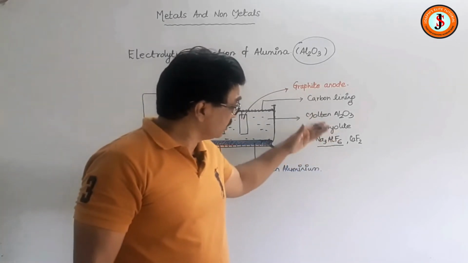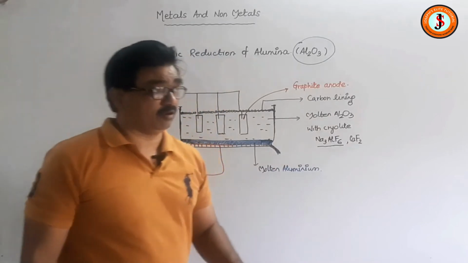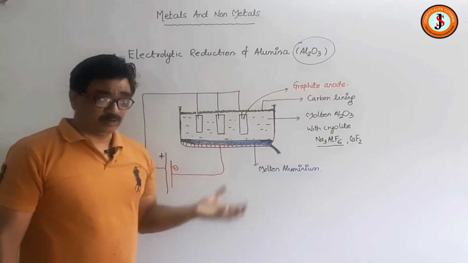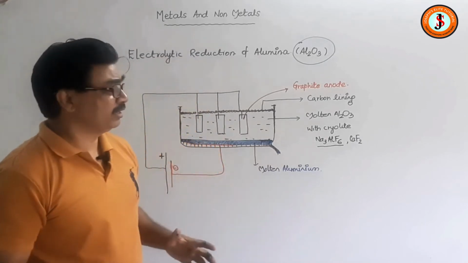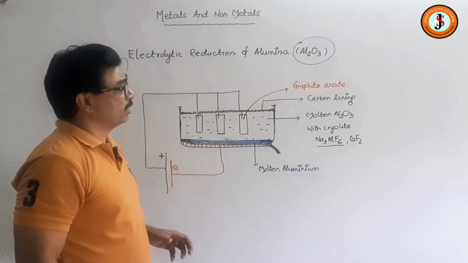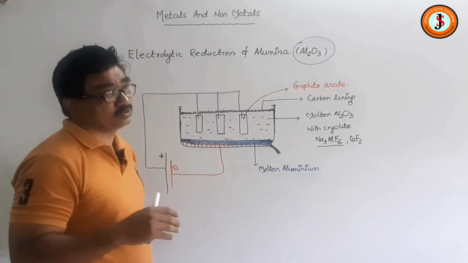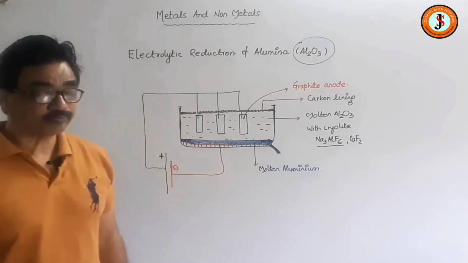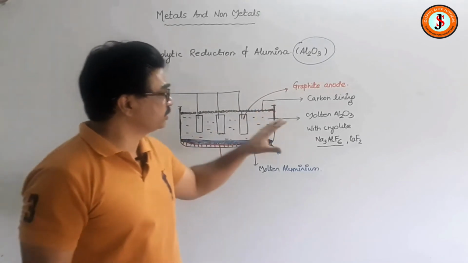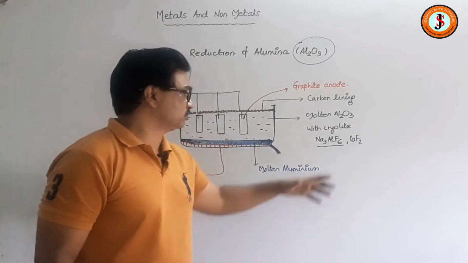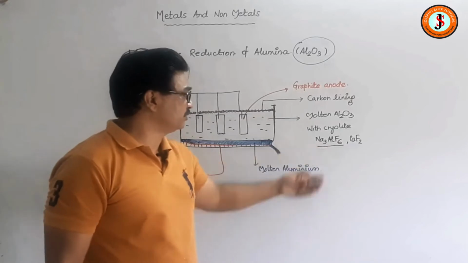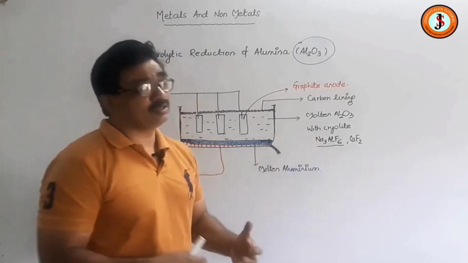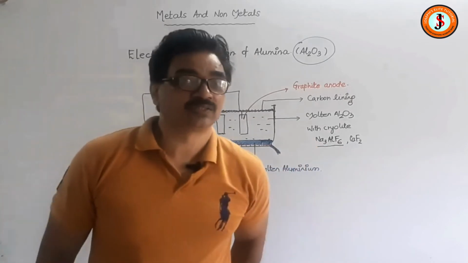CaF2 will further reduce the melting point of the mixture, and cryolite also has a low melting point. So combining the effect of these two, the aluminum oxide melting point is reduced to almost 1000 degrees centigrade, and the whole mixture melts. Also the fluorspar is itself ionic, so adding these two means that the mobility of the ions increases.